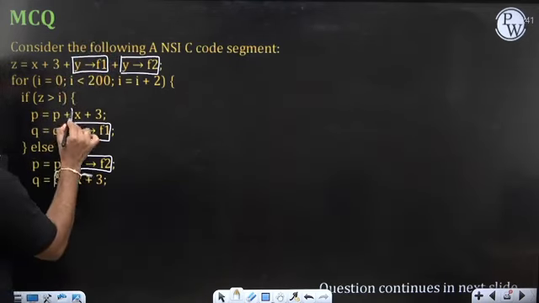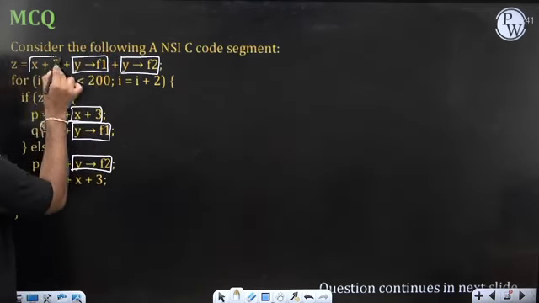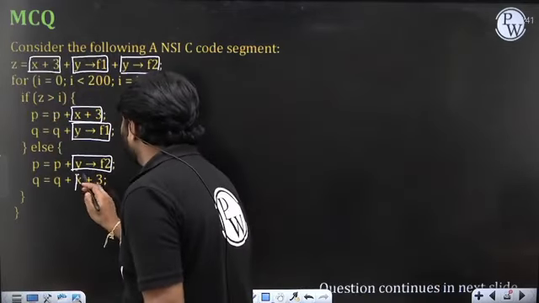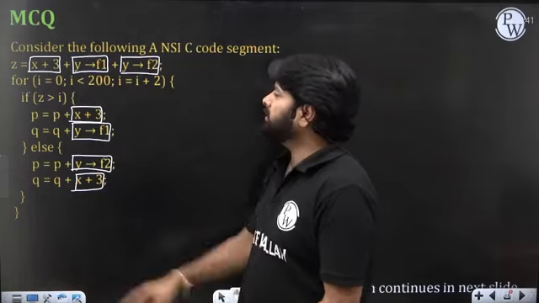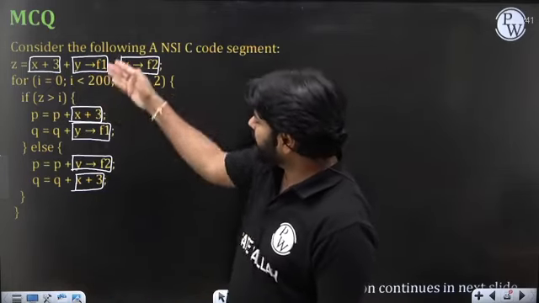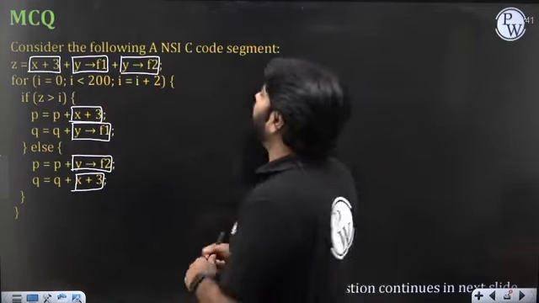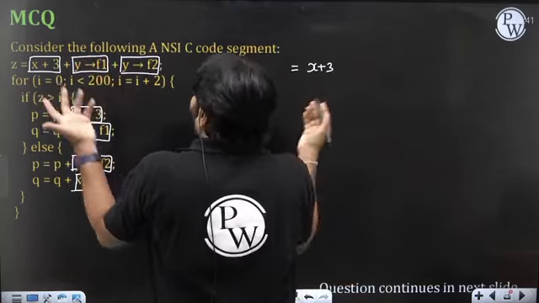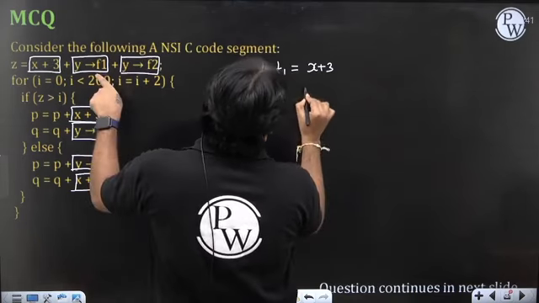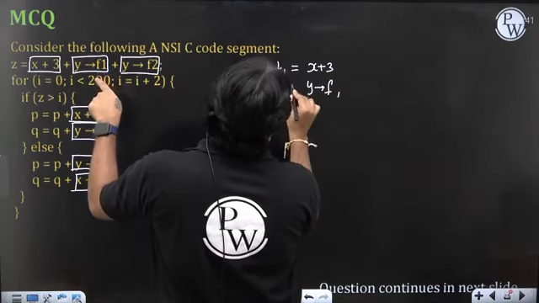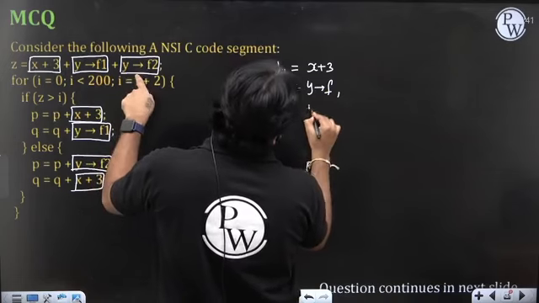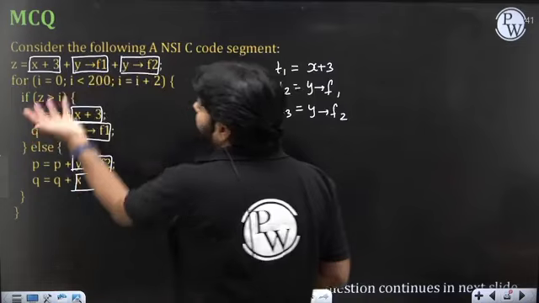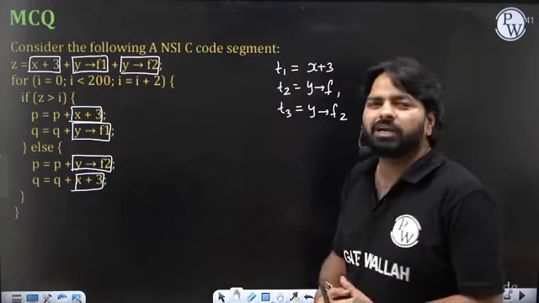Even x plus 3 is there, and you can see it's already there. So these are the 3 common subexpressions: x plus 3, y arrow f1, and y arrow f2. So you can reuse them. You compute x plus 3 into a temporary variable, let's say t1, y arrow f1 you assign to t2, and y arrow f2 to t3. This is common subexpression elimination. You compute them first and reuse wherever you want.